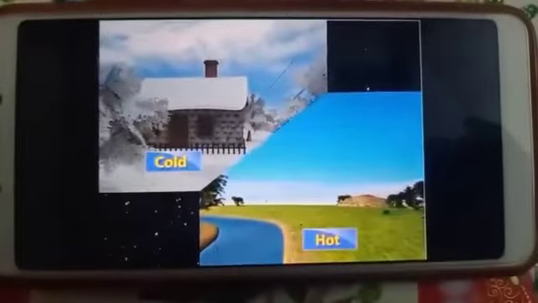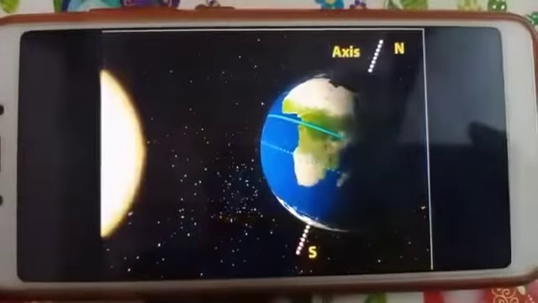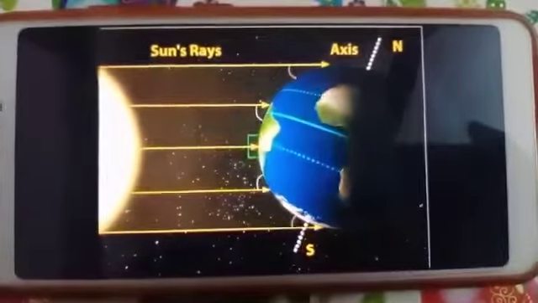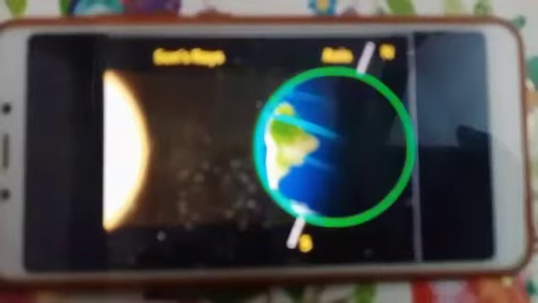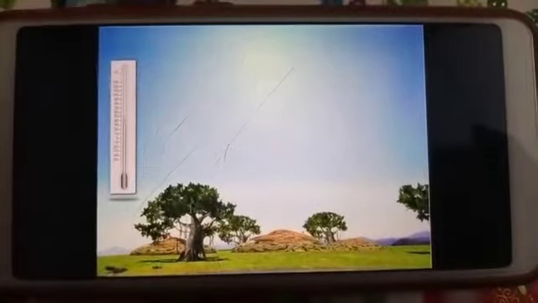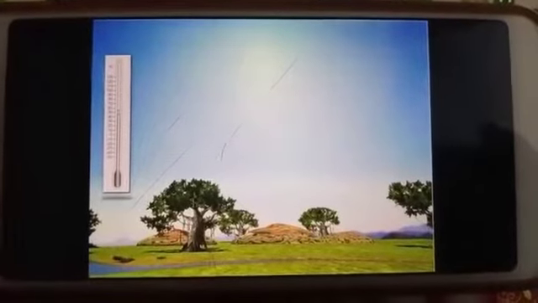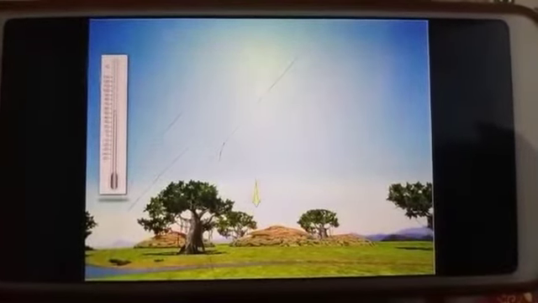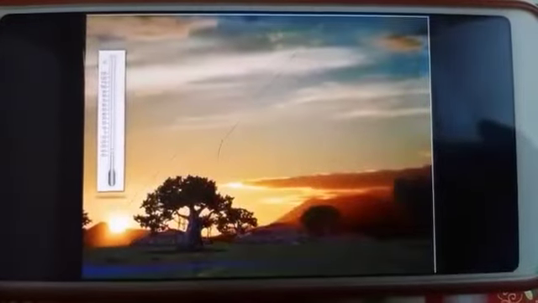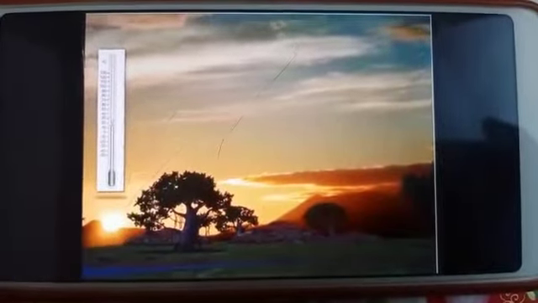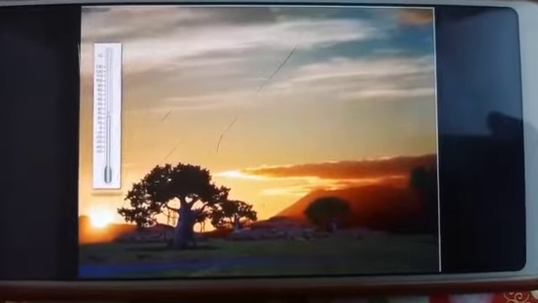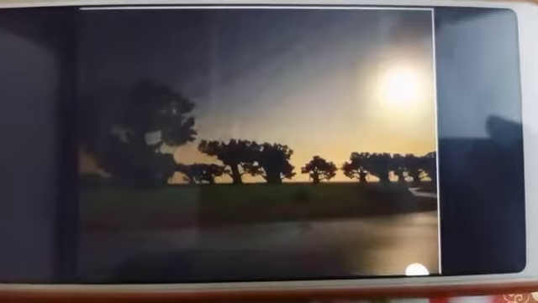Let us first understand why there are differences in the distribution of temperature over the surface of the Earth. The two major reasons behind this are angle of the sun's rays and shape of the Earth. Similarly, at noon the temperature is very high and very hot. This is primarily because the sun's rays fall vertically on the Earth, whereas the temperature is mild in the morning because the sun's rays fall on the Earth at an inclined angle. Same is happening in the evening also.